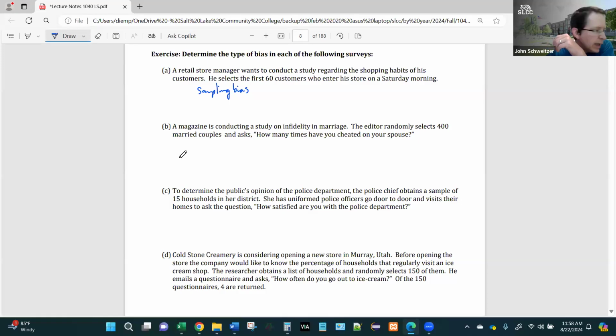So again, what's a sampling bias? That's what happens when the method that you use, so it's an error in the method, right? The method makes the sample not representative of the population. This is a convenience sample. So what is the method? It's a convenience sample, right?